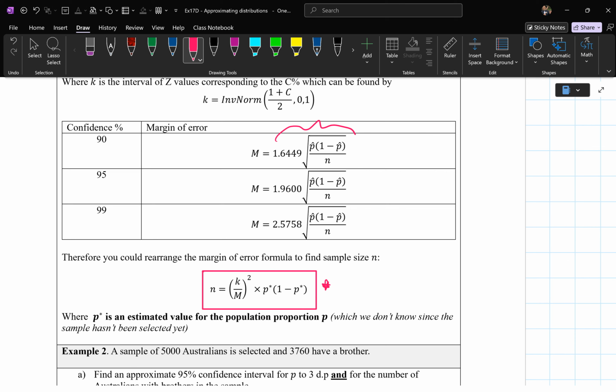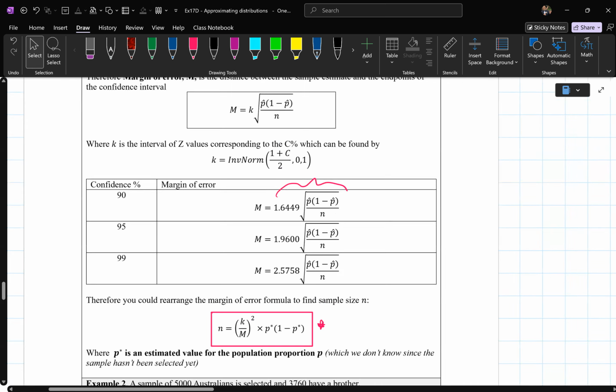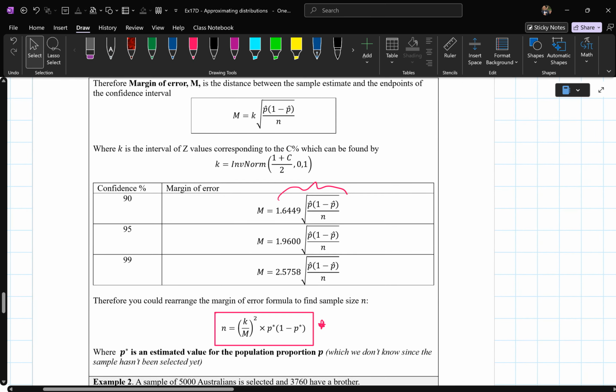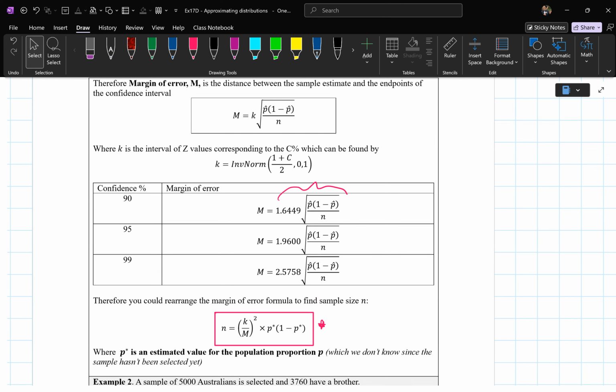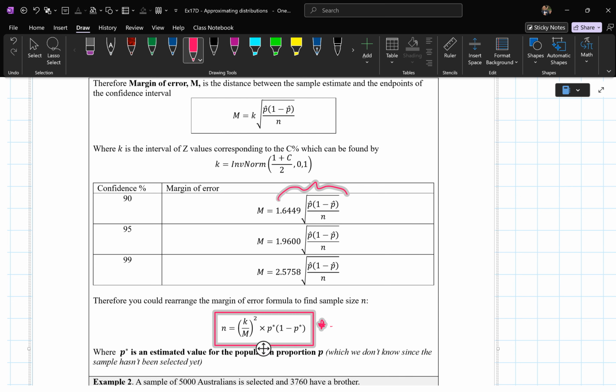Margin of error, which you can read from the confidence interval, they'll give it to you, but this one they won't give to you. This is essentially just rearranging the formula. If you rearrange this formula to find n, so divide by k, times by n, and then divide it across, you then get that formula there. What's this formula for? This is when they tell you how much of an error they want.